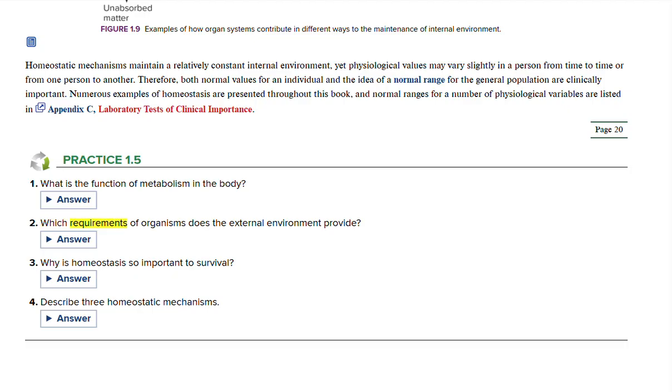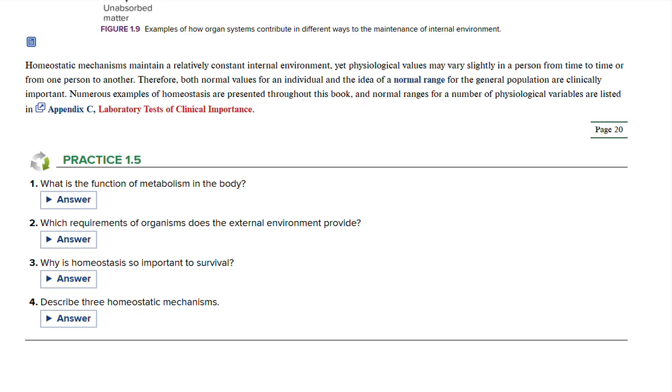Which requirements of organisms does the external environment provide? Answer. The external environment provides water, nutrients, some heat, some of which is produced during metabolic reactions, oxygen, and pressure. Atmospheric pressure is provided for humans. External hydrostatic pressure is mainly provided to water-dwelling organisms. Why is homeostasis so important to survival?